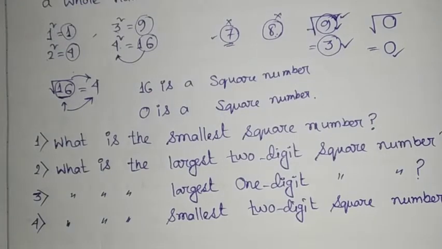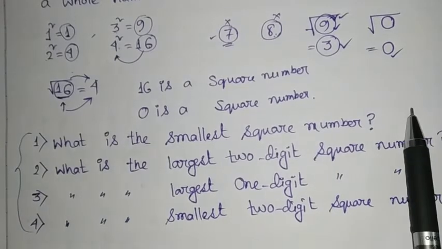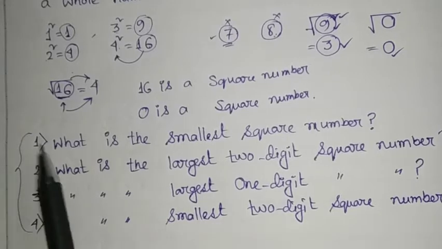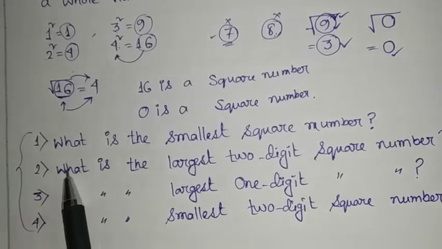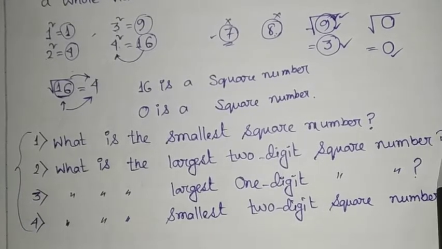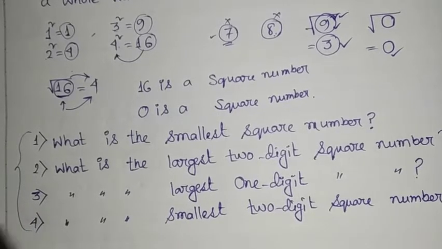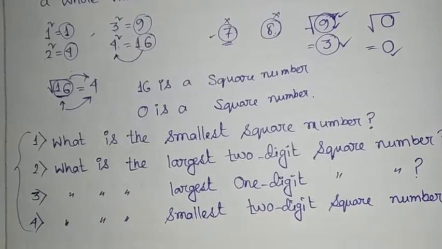Now, I want all of you to answer the following 4 questions. Write these questions in your copy one by one and also try to write the answers. First question: what is the smallest square number? Second question: what is the largest 2-digit square number? Third question: what is the largest 1-digit square number? And the fourth one: what is the smallest 2-digit square number? Okay, I hope all of you understood this. No need to send your answers in the group. You will send all the answers to me personally. Okay.